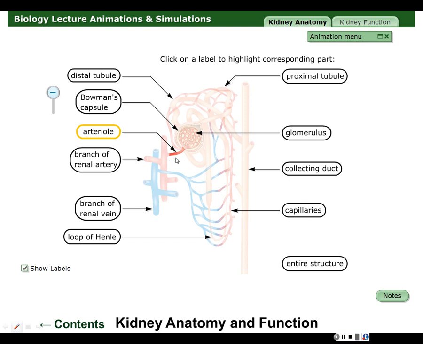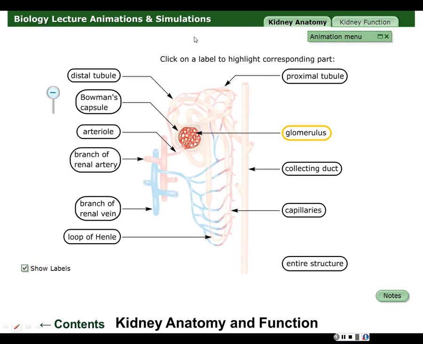Can you see this shunt that's highlighted? Which arteriole is this? Afferent. So if I was trying to write on here for you, the blood would be traveling to the glomerulus. Blood would then enter into the glomerulus and then be drained by the efferent arteriole.